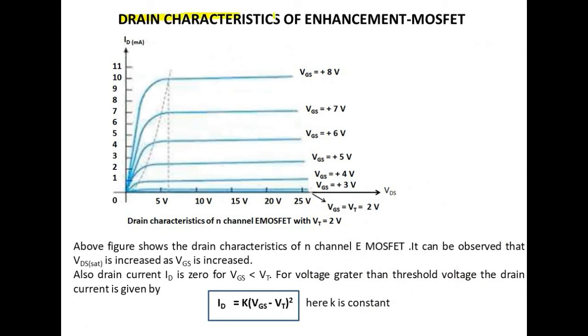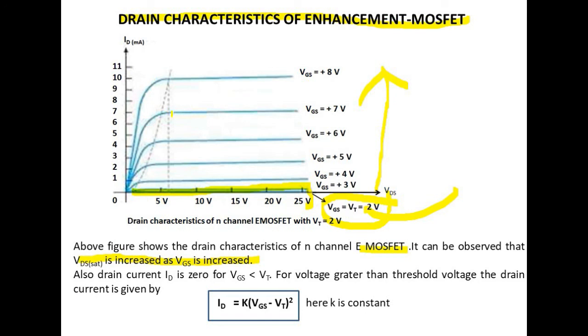Now come to drain characteristics of enhancement MOSFET. Above figure shows the drain characteristics of N channel E MOSFET. It can be observed that VDS saturation is increased as VGS is increased. Here we see that until VGS approaches 2 volt, that is when VGS becomes VT, then a current starts to flow, and as we increase the VGS, the current starts increasing.